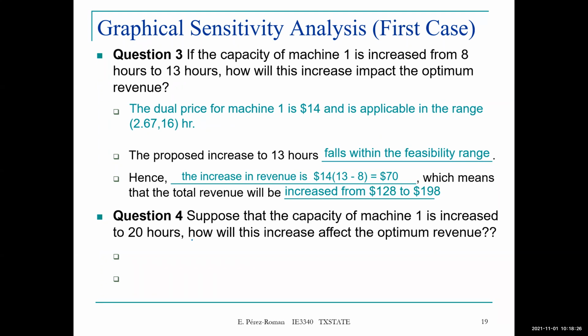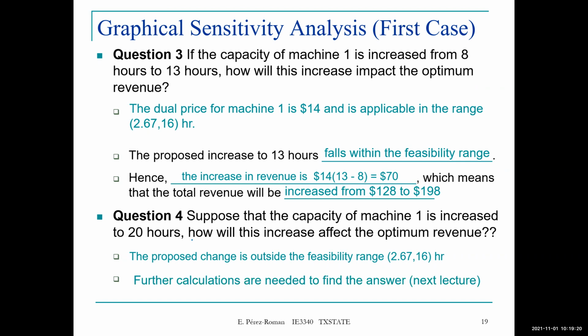So question 4, suppose that the capacity of machine 1 is increased to 20 hours. How would this increase affect the optimal revenue? The proposed change is outside the feasibility range. That's why I want you to be aware of that feasibility range, because if you go outside, then this dual price will not hold. For machine 1, that range is 2.67 to 16 hours. If you go outside that range, then we're going to have to solve the problem again, because the solution is going outside the constraints that we identified for our optimal solution. So in this case, further calculations are needed to find the answer. And that's what we're going to cover in our next lecture using the dual models.